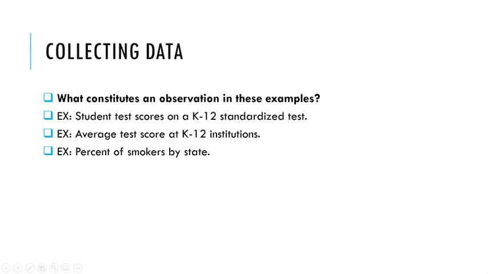Third, let's say we have percent of smokers by state, and we're doing some kind of analysis based on this. So what constitutes an entity here? An observation is not a smoker. Everyone agree it's a state, because we have percent of smokers by state. If I look at the data, a row of data is going to be a state. So it might say, Virginia has this percent of its population that smokes. North Carolina has this percentage of its population that smokes. So the entity is a state.